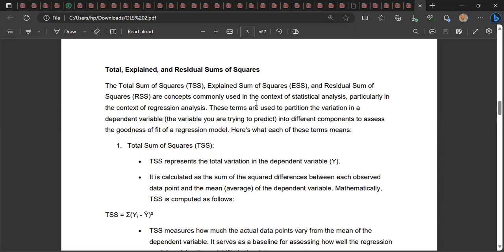All right, these are concepts commonly used in the context of statistical analysis, particularly regression analysis. These terms are used to partition the variation in the dependent variable. A variation in the dependent variable means the change in y, which is the variable that we are trying to predict or explain, into different components as goodness of fit of the regression model. So this is what we are talking about.